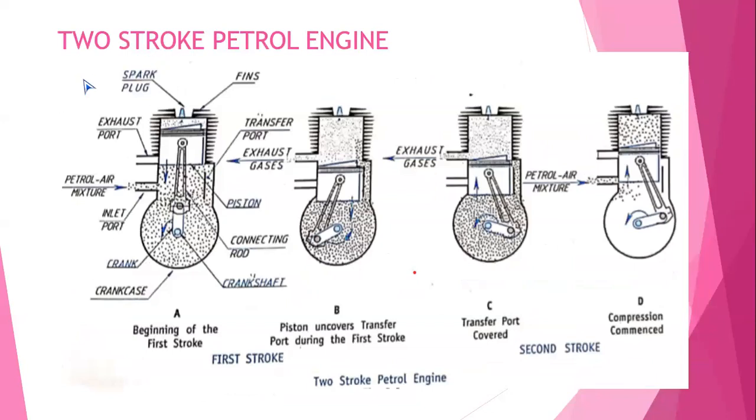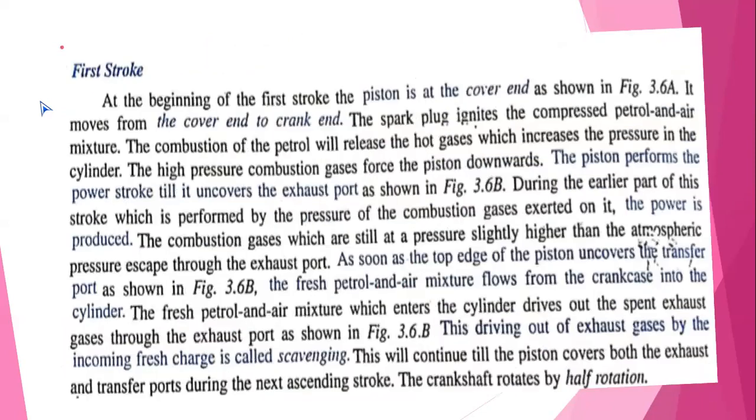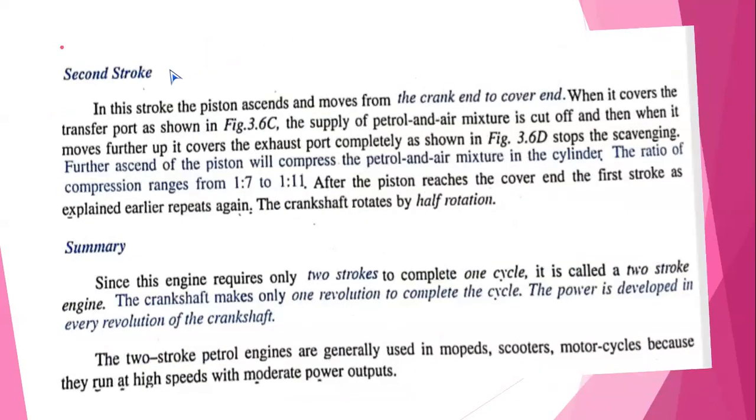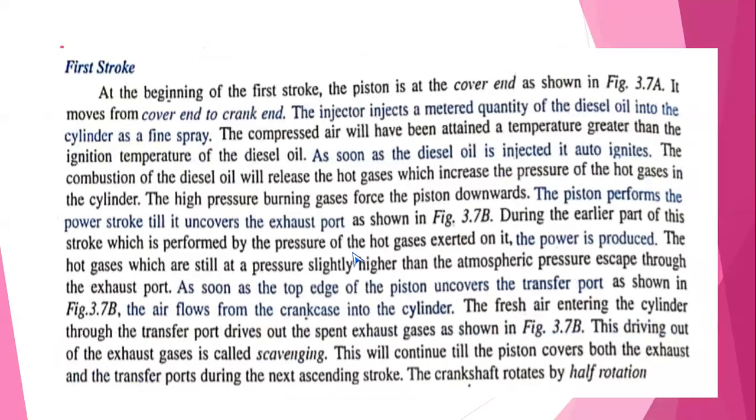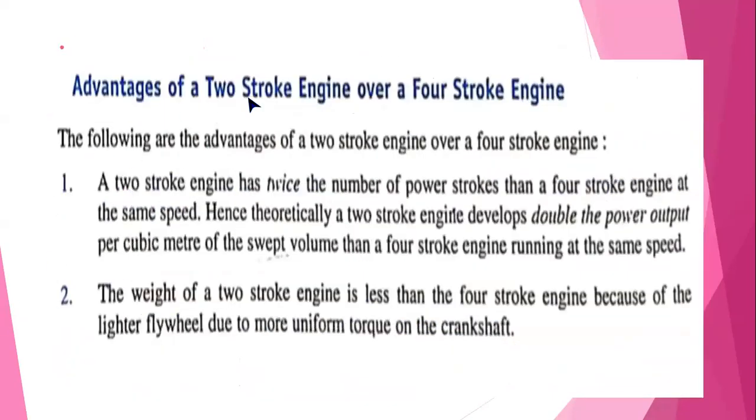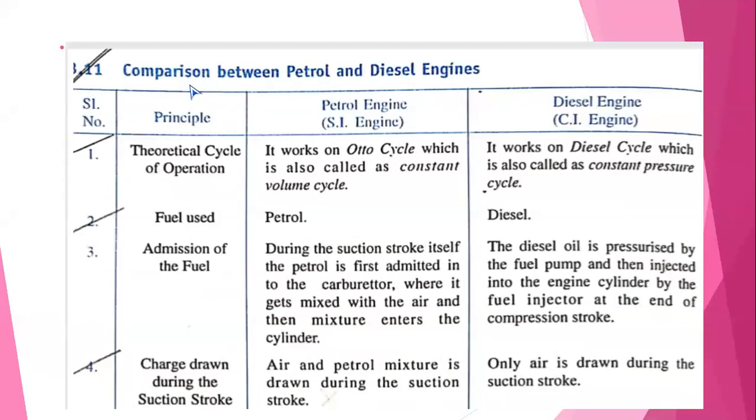Next come to the point: the explanation of the two-stroke petrol engine and the two-stroke diesel engine. Among the two, one is a 100% guarantee in the examination: either the two-stroke diesel engine or the petrol engine. Next, the advantages of the two-stroke engine and the advantages of the four-stroke engine. Next, the difference or comparison between petrol and diesel engines. So you have all the questions regarding the IC engine.